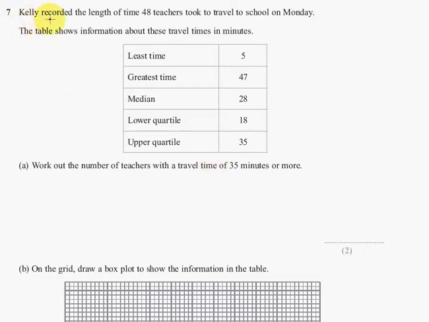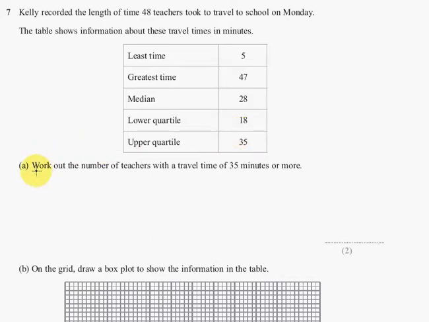Question 7. Kelly recorded the length of time 48 teachers took to travel to school on Monday. The table shows information about these travel times in minutes. The least time was 5 minutes, the greatest time was 47 minutes, the median was 28, the lower quartile, the first quarter of those teachers, took up to 18 minutes. The upper quartile is 35, so up to 3/4 of the teachers took up to 35. The first 3/4 of the teachers took up to 35 minutes.